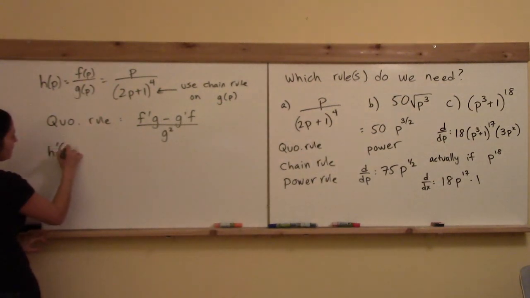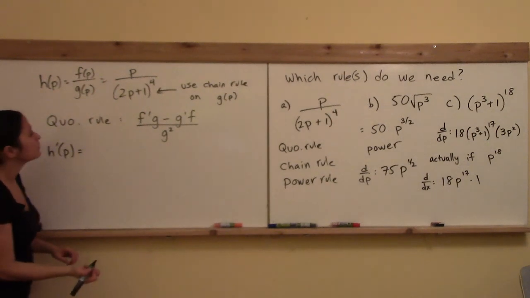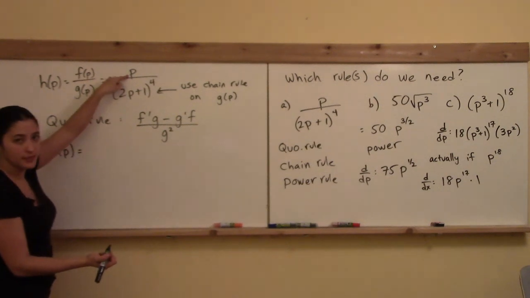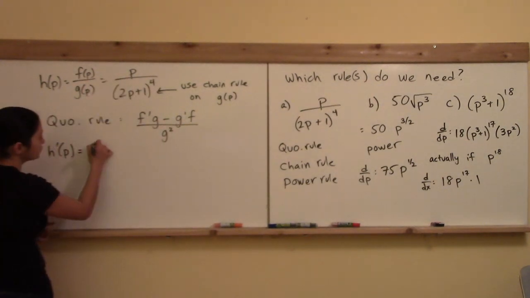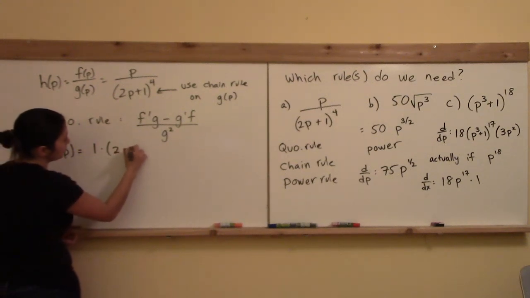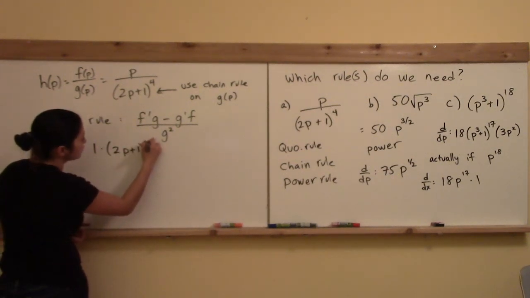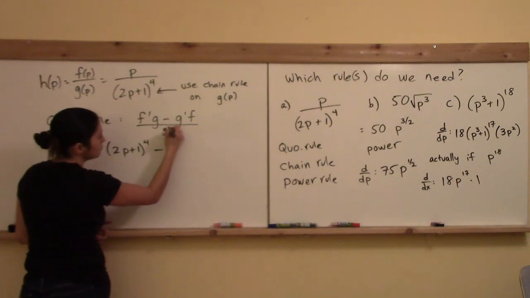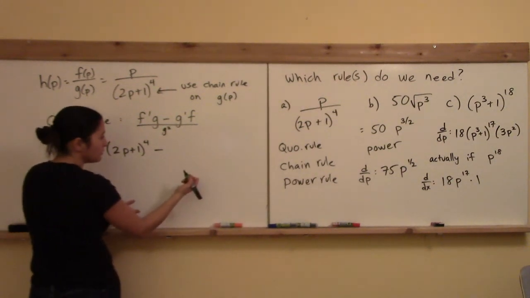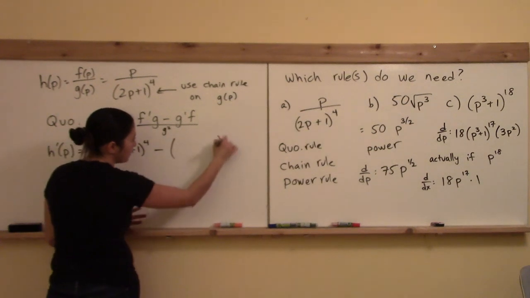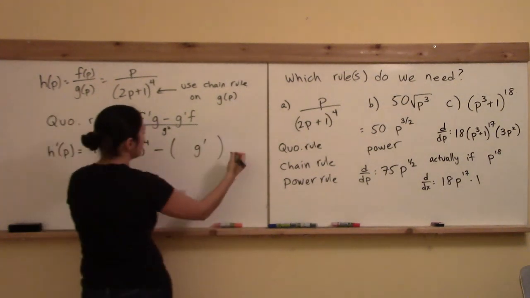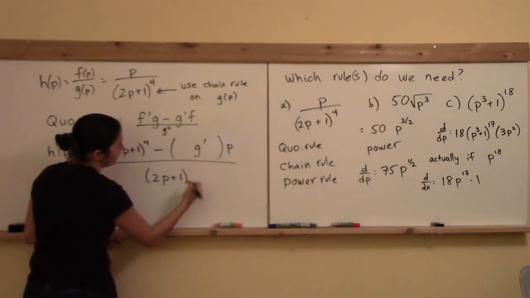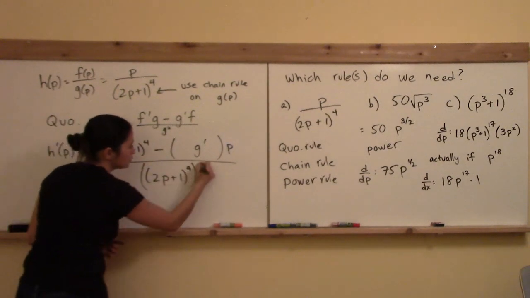H prime of p, in unsimplified form now, is going to be f prime. So the derivative of the top with respect to p, as we discussed over there, is just 1. So that's 1 times g. We're just going to leave the g alone just like that. Okay? And then minus g prime. Let me write this a little smaller. Minus g prime, that's going to be the hard part, we're going to have to do the chain rule on that, times f, which is just p, and then divide the whole thing by 2p plus 1 to the 4th, all squared.